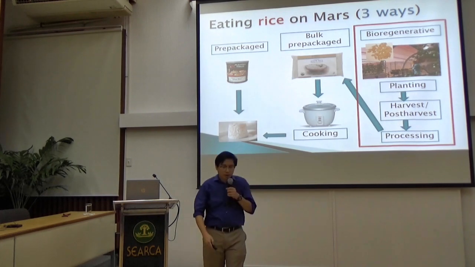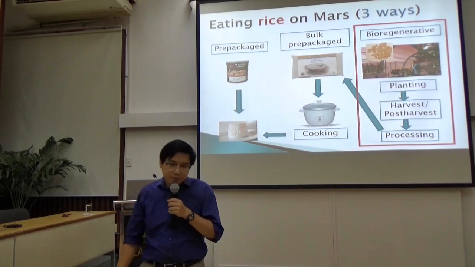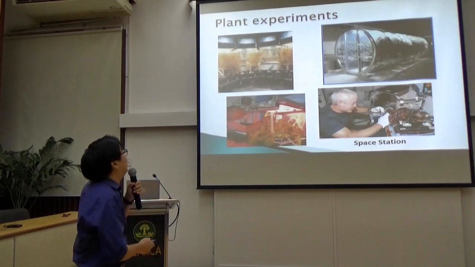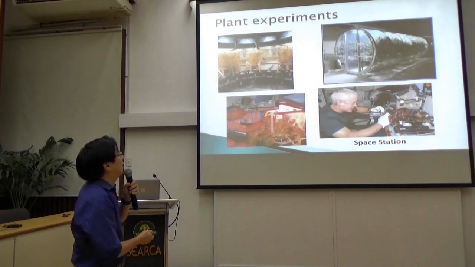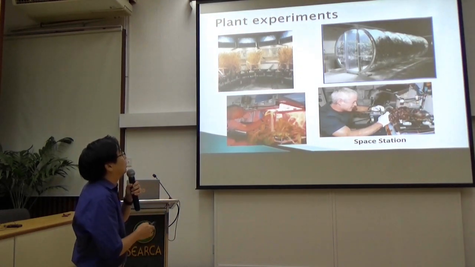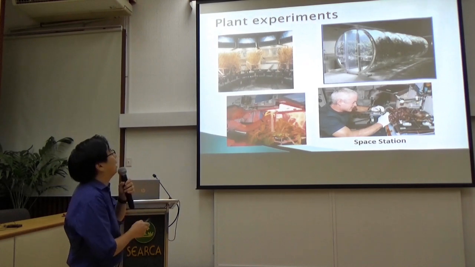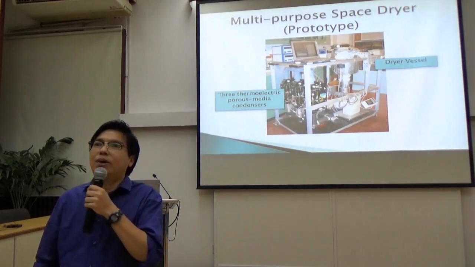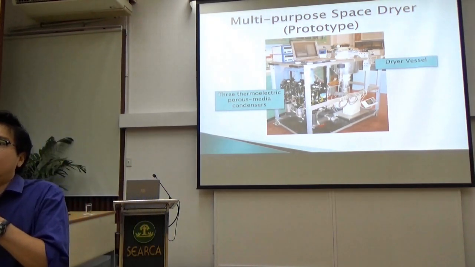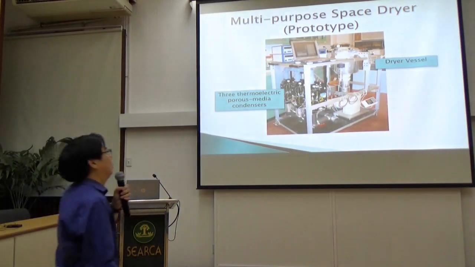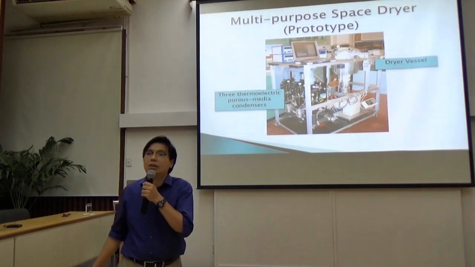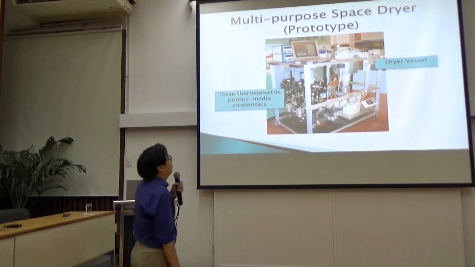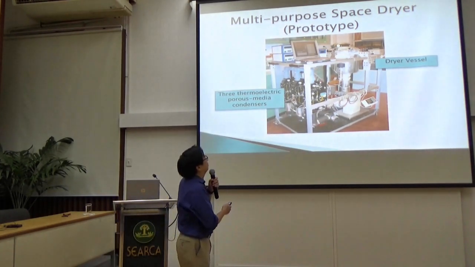Kasi if you're going to be producing crops on Mars, you definitely need, yeah, so they do plant experiments from NASA, no? Since you're producing crops on Mars, definitely you need a dryer. No? Kasi walang ref sa Mars. You're not going to have a refrigerator there because refrigerators take too much energy. Yeah? So the best way to preserve whatever you produce is by drying.